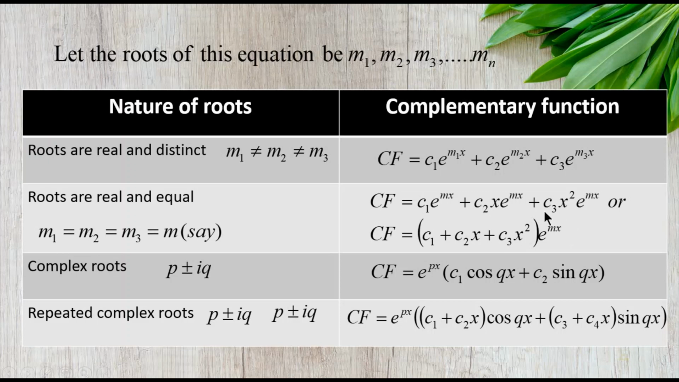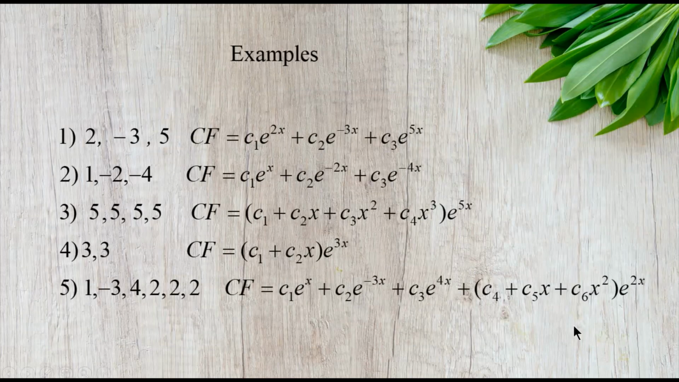Now if you have complex roots where p is the real part and q is the imaginary part, you can write the complementary function as e raised to px times c1 cos qx plus c2 sin qx. Here we have repeated complex roots, and you can see we have polynomials when the roots are repeating. Now you can go through these examples.